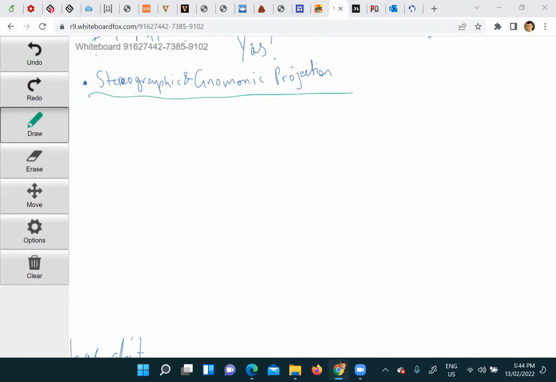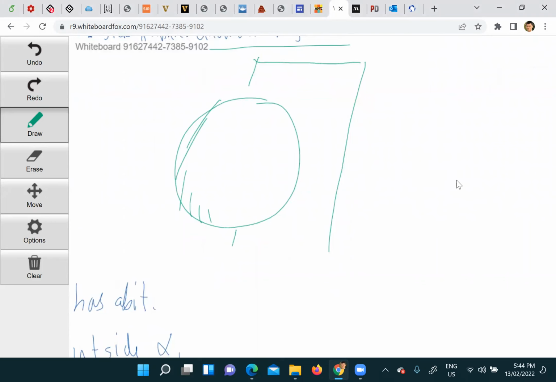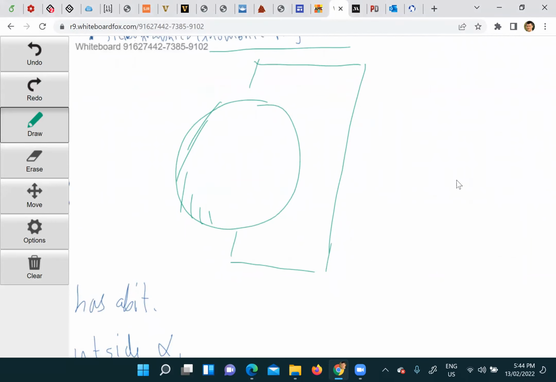Stereographic projection and mnemonic projection, yeah? So what is it? You have a sphere, right? This sort of comes under 3D geometry. And then you take a tangent plane to the sphere, right?